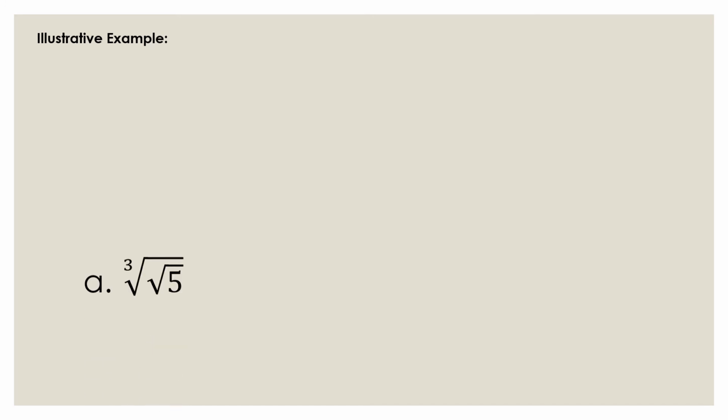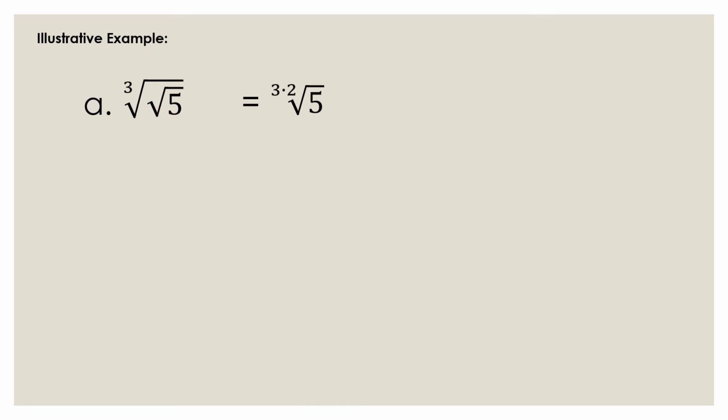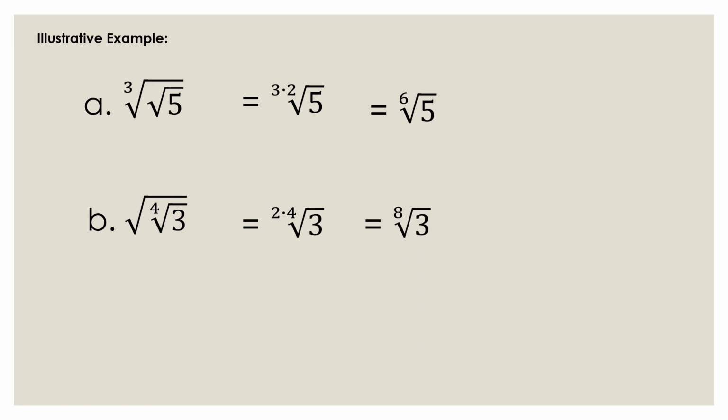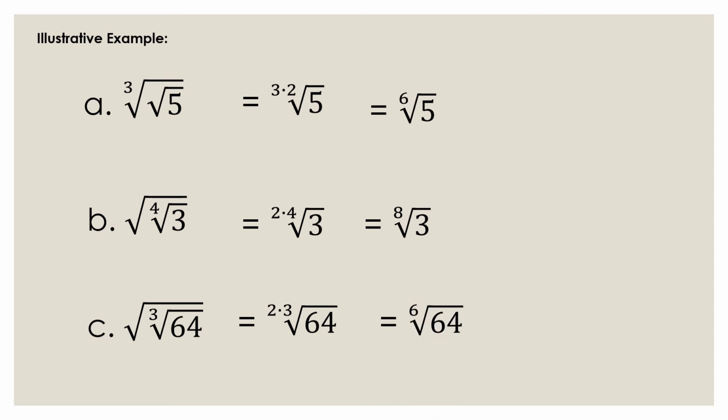So here is an illustrative example. We have here the cube root of square root of 5. So we will multiply the roots, which is 3 times 2, which is equal to the 6th root of 5. And letter B, the square root of 4th root of 3. So multiply 2 and 4, that is equal to 8th root of 3. Then letter C, the square root of cube root of 64, that is equal to 2 times 3 root of 64, which is equal to 6th root of 64. And we can still simplify that, and the final answer is 2.